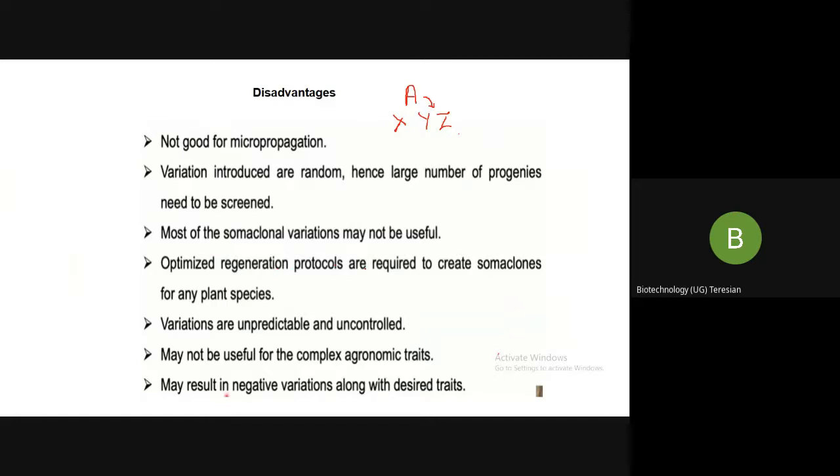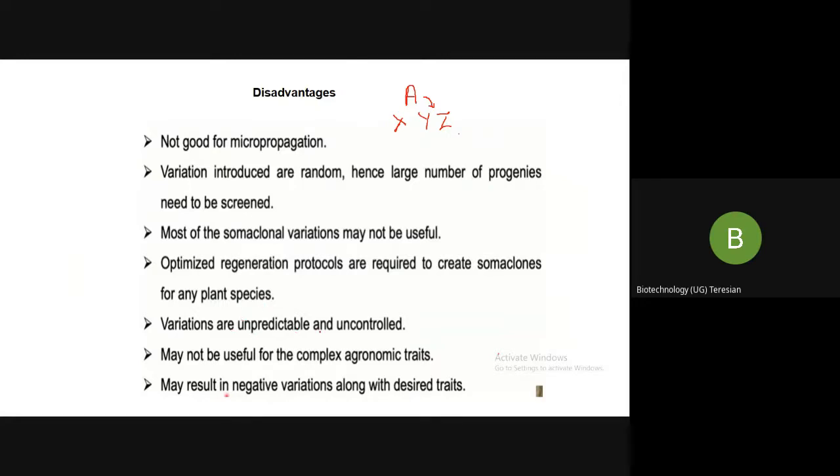Optimized regeneration protocols are required to create somaclones for any plant species. There are n number of plant species, which we don't know also. And for every plant, it is very difficult to do optimization. So if you need to propagate a plant, you have to go for optimization, standardization. So optimized regeneration protocols are required to create somaclones for plant species.